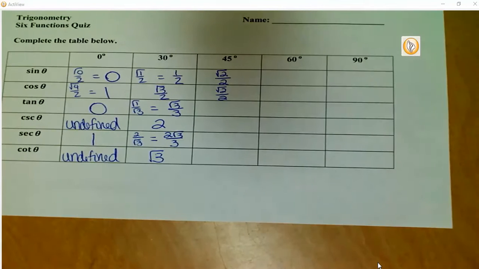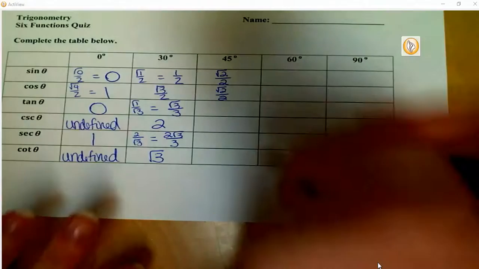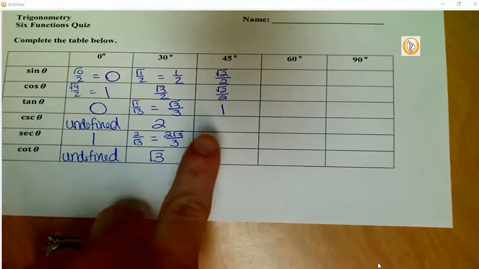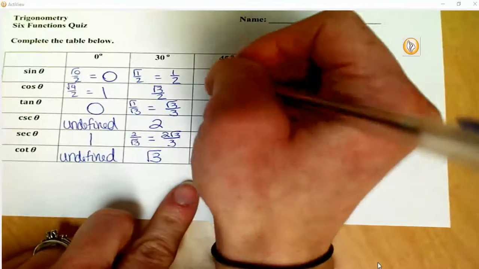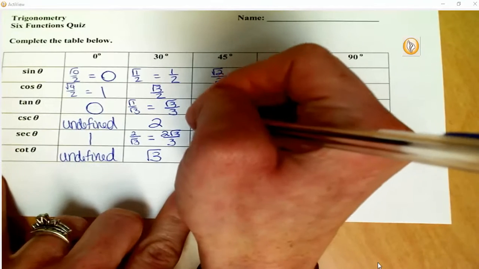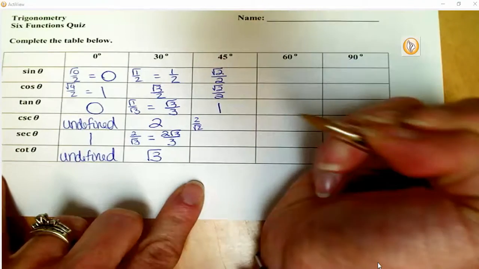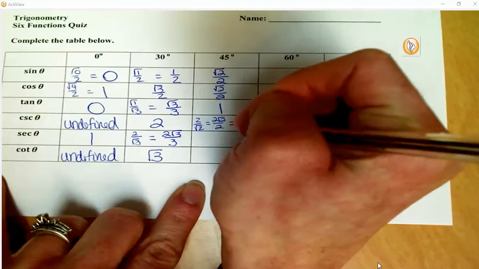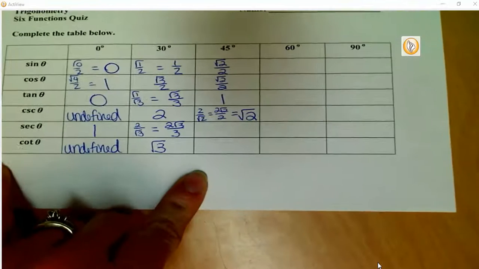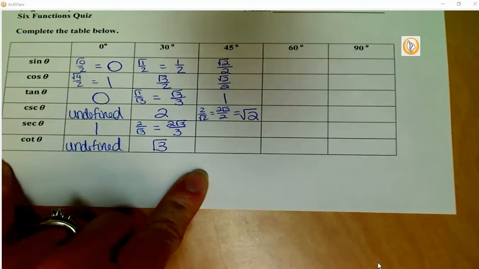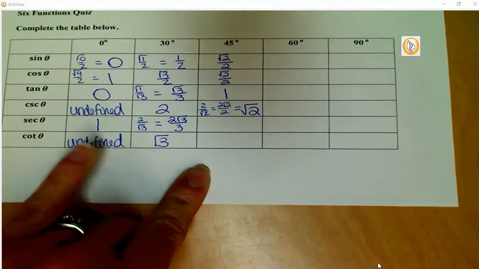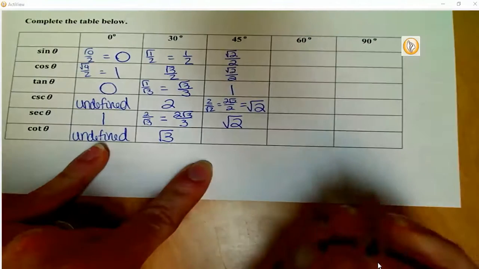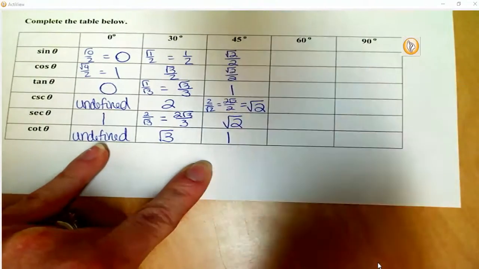Tangent of 45. Radical 2 over radical 2 is 1. Cosecant, reciprocal of sine. So if I take radical 2 over 2 and flip it, you get the radical off the bottom, so it's 2 radical 2 over 2. That just turns into radical 2. Secant, reciprocal of cosine, will give us the same thing. Cotangent, reciprocal of 1 is 1.